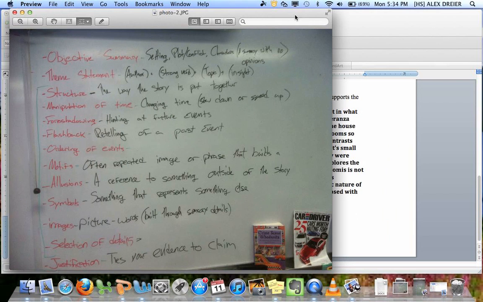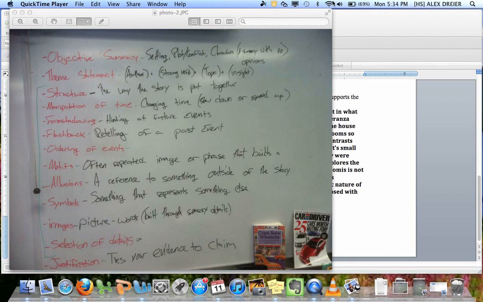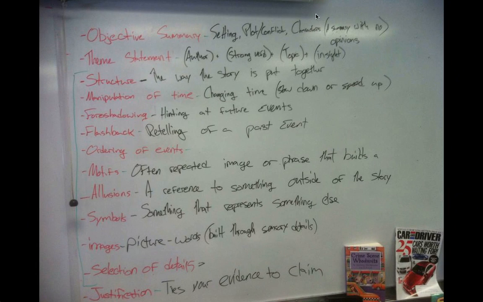So some things that will help you on the test are to know all these terms. These with the green bar around them over here are the ones that you will need to know to answer the questions on the test. Objective summary, you'll have to give one of those. A theme statement, you'll have to be able to write one. Remember our formula. In justification, you will have to justify how one of the elements relates to the claim, or to the theme statement, excuse me.